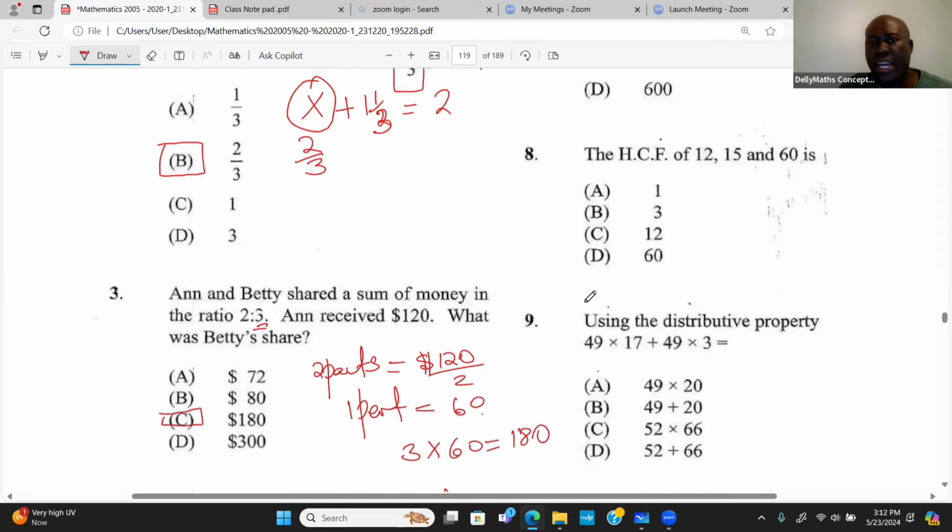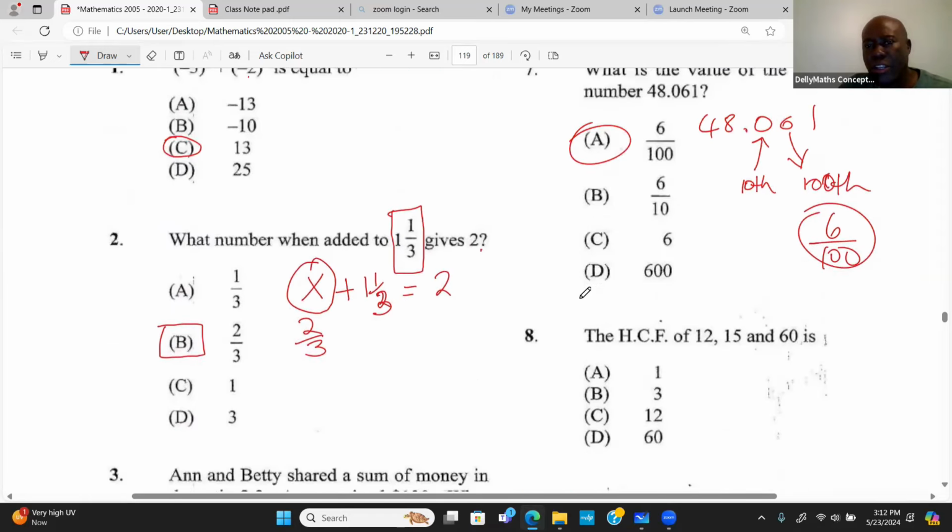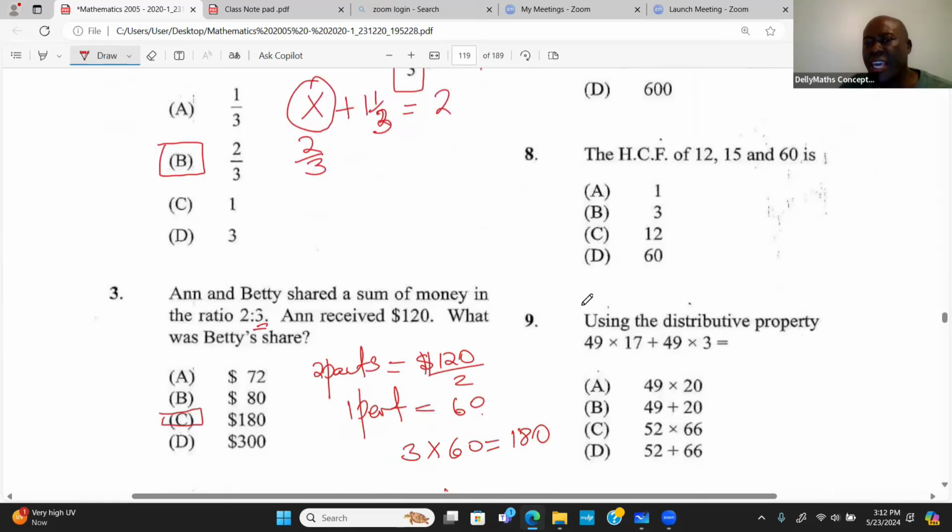All right. Let's take a look at number eight. Number eight says the HCF of 12, 15, and 60 is what? Well, the highest common factor cannot be this, because we're looking for a number that could go into all of these numbers. One and three does work, but we want the highest one, which is three. So number eight is actually B.